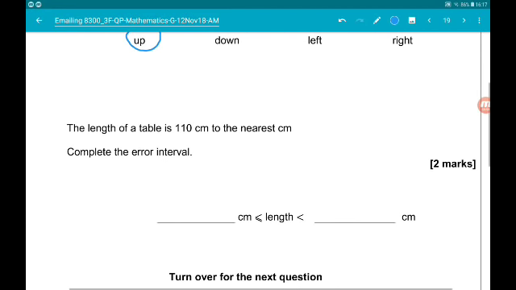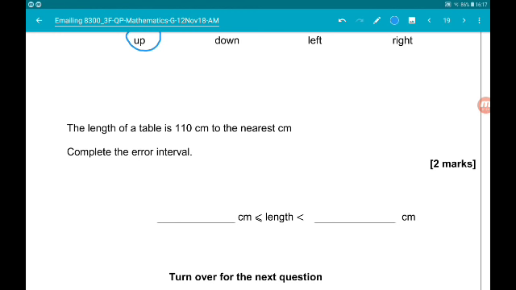21. The length of a table is 110 centimeters to the nearest centimeter. Complete the error interval. So my error interval stuff is down below. Whenever you round, you make an error. The error interval is the range of values that the actual length here could have been in before rounding to the nearest centimetre. So, the smallest number that would round up to 110 is 109.5, and then for the upper bound you use the smallest number that would not round down. So that would be 110.5. Cool.